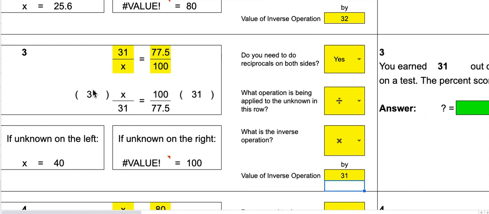Okay, but again, whatever you do to the left, you have to do to the right. So 31 times x divided by 31 is 31 divided by 31. Well, what's that? That's 1. 1x. So 1x on the left side, on the right side, it's 100 times 31 divided by 77.5. And that works out to 40. Okay, the answer is 40.